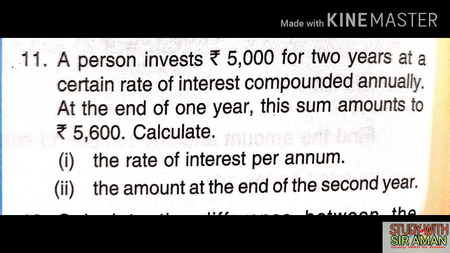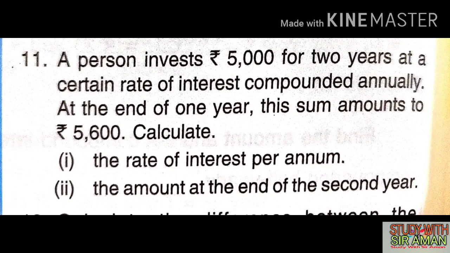A person invests 5,000, which is the principal, for 2 years at a certain rate compounded annually. At the end of 1 year this sum amounts to 5600. So principal is 5,000, amount is 5600, and at the end of 1 year means time is 1 year. Calculate number 1, we need the rate; number 2, we need the amount at the end of the second year.